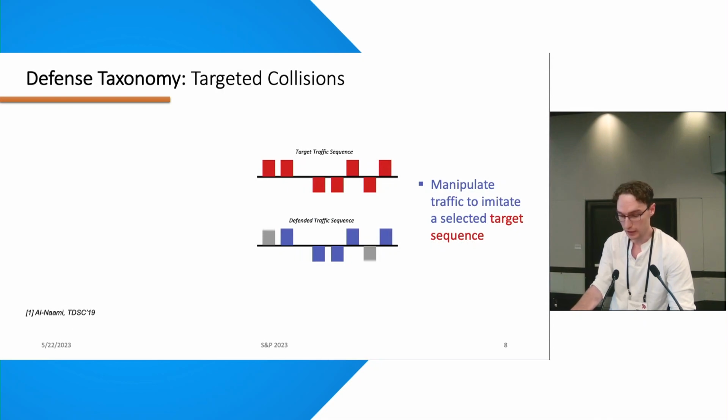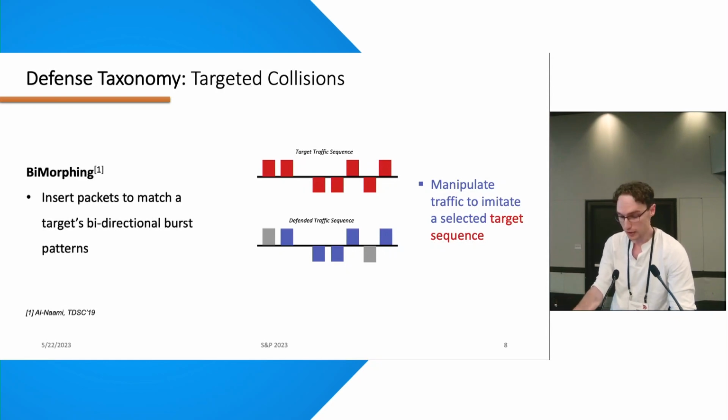Up next is the targeted collisions category of defenses. Under this strategy, we manipulate the traffic sequence with delays and insertions to imitate the profile of a different traffic sequence to efficiently cause confusion. Early defenses tried to rigidly match a target sequence, but this turned out to be fairly infeasible to implement in practice. So the bimorphing defense improves upon this by using a stochastic padding machine to imitate the distribution of bidirectional bursts of a profiled site. Now, this defense has a major downside in that you have to maintain a profile list and distribute it across clients.